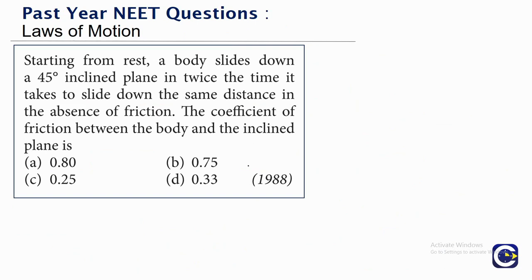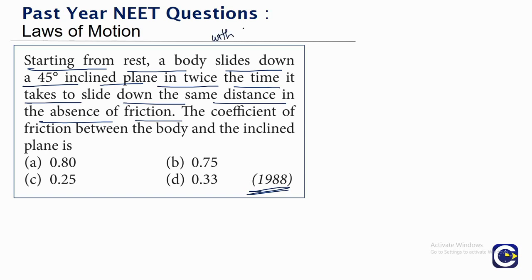Next we have a question that has come in the year 1988. Starting from rest, a body slides down a 45 degrees inclined plane in twice the time it takes to slide down the same distance in the absence of friction. Means with friction it is taking 2t time.